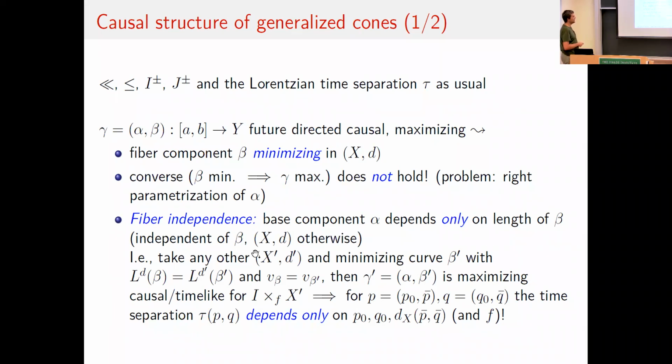Meaning that if you take another metric space (X', d') and a minimizing curve beta prime, which has the same length as beta and the same metric derivative, then gamma prime, defined as (alpha, beta prime), is maximizing causal or time-like, depending on what gamma was, in the generalized cone over X'. So what this implies is that if you have 2 points p and q, which have the components p_0, p bar, q_0, q bar, the time separation of p and q depends only on p_0, q_0, and the distance of p bar, q bar in X, and of course on f.